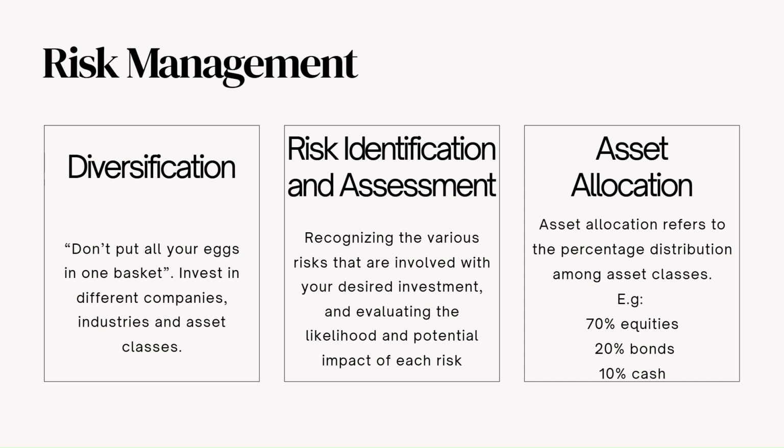The third being asset allocation. So asset allocation is the percentage distribution among asset classes. So this one you would have to agree upon in your groups. So for example, 70% equities, 20% bonds, and 10% cash. So this would be a more aggressive investor's portfolio. So in your groups, you may decide to hold more bonds or more cash, which are low volatility.